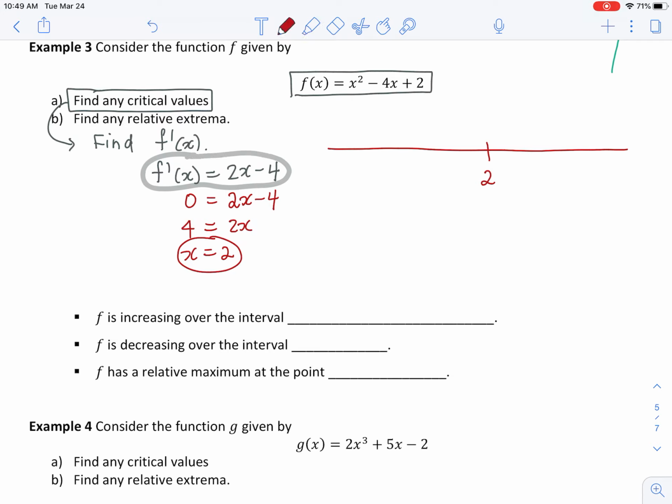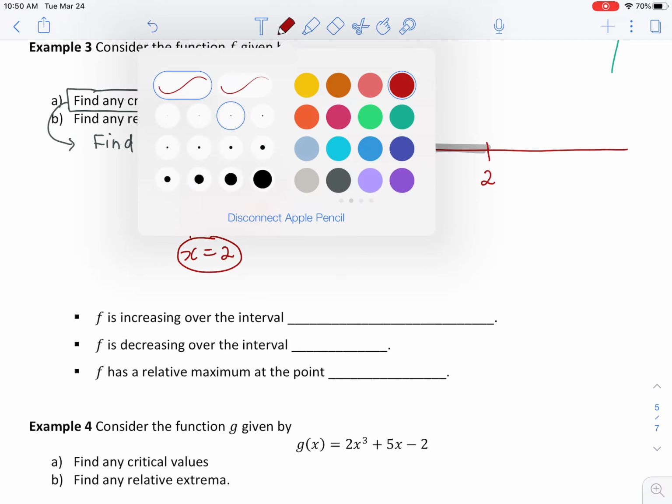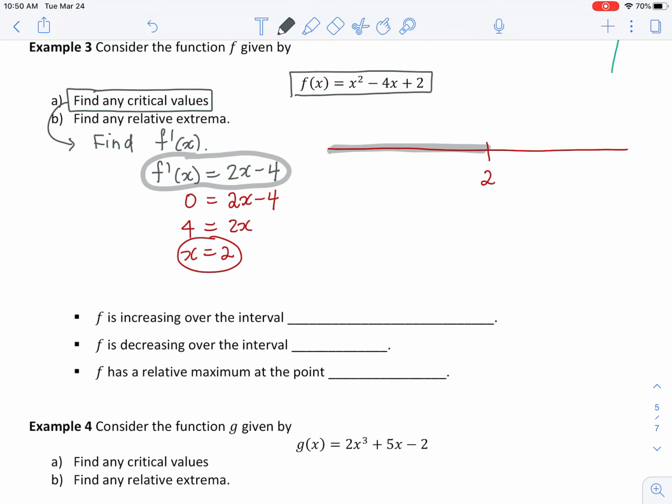Give me a number that's to the left of 2. What's the number that is smaller than 2? That will be like 1, right? All right. So if you plug 1 into your f prime, you're going to get 2 times 1 minus 4. That's 2 minus 4. And not that we care about the numerical value, but this just came out to be what? Negative, right? When the derivative comes out to be a negative value, we know our function is decreasing in that interval. So write down that this is decreasing.